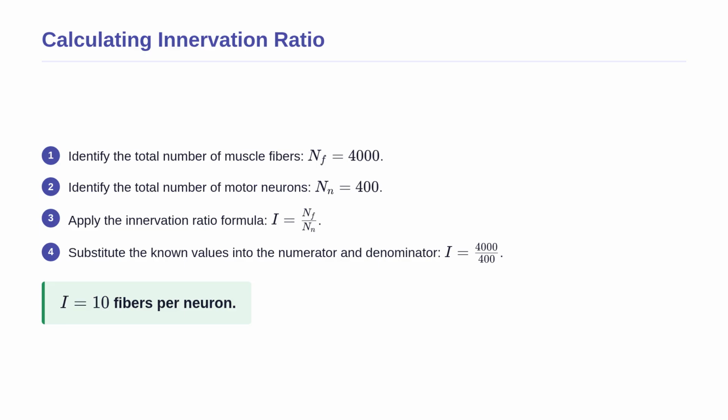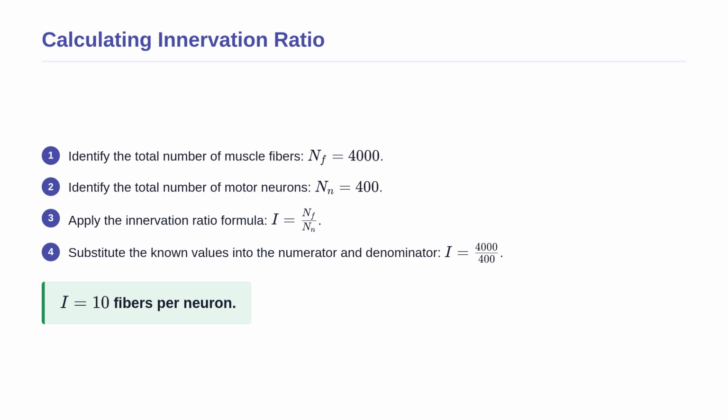Now that we have our formula, let us apply it to a real biological example. A medical student is studying the lateral rectus muscle of the human eye, responsible for precise tracking movements. We're given that this muscle contains exactly 4,000 individual muscle fibers, and it is innervated by exactly 400 alpha motor neurons. We need to calculate the average innervation ratio.